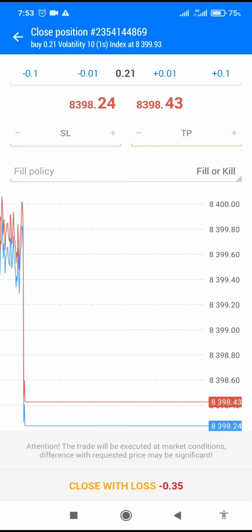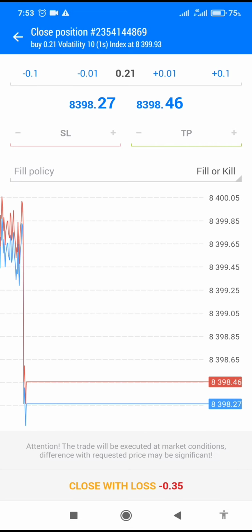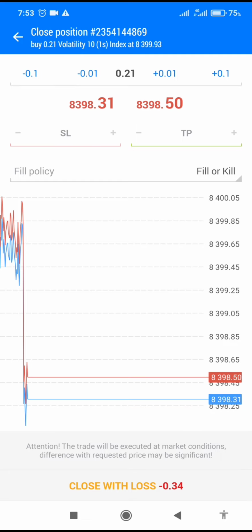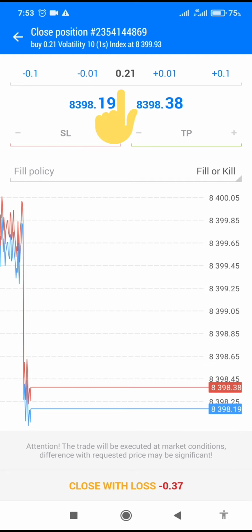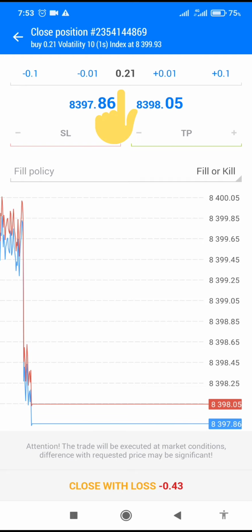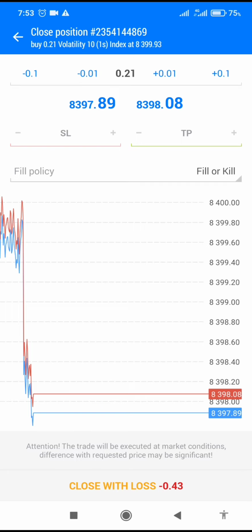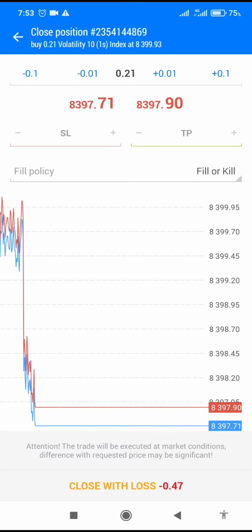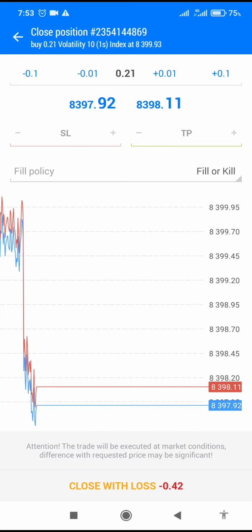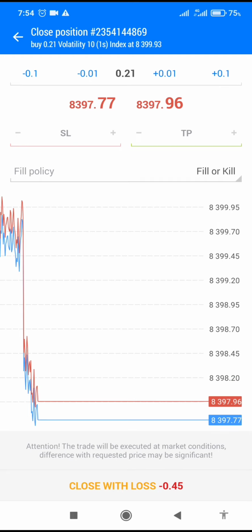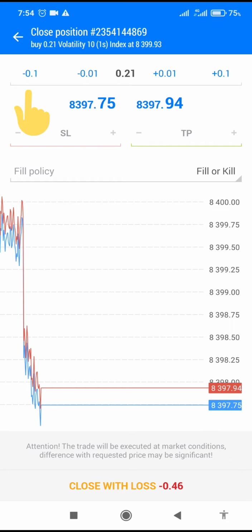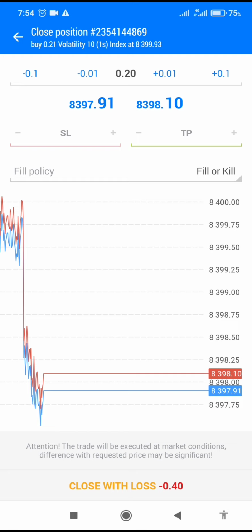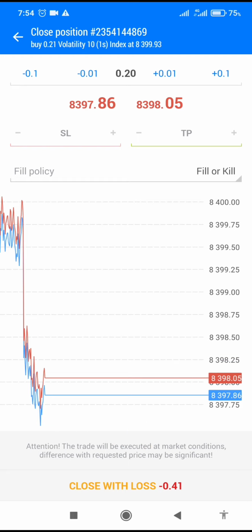Now when you get to close position, you don't have to close immediately. Once you get to close position, you have to click on this minus 0.1 to reduce the lot size back to 0.20. You can see that the lot size here is 0.21, but you have to reduce it back to 0.20, then close. So I click on minus 0.1. You can see that the lot size has reduced to 0.20. Now I can close that position.